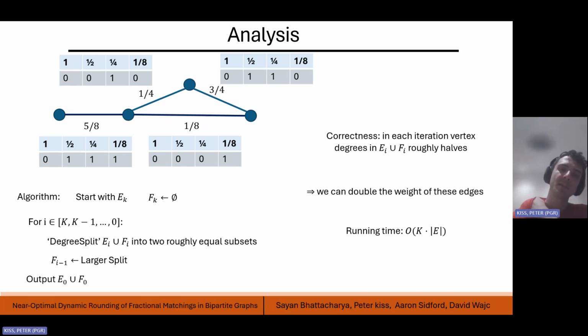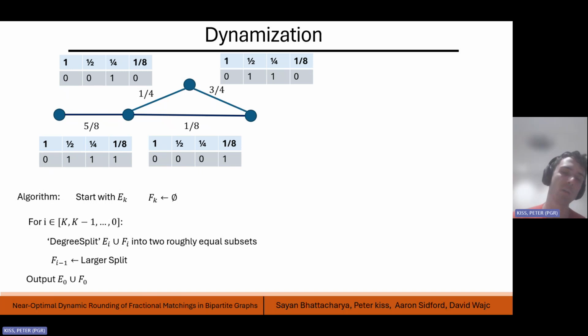Since each of these degree split subroutines will run in time roughly linear with respect to the edge set, this whole process will run in roughly linear time. The straightforward upper bound for the running time of this whole process is roughly k times the size of the edge set. How do we make it dynamic?